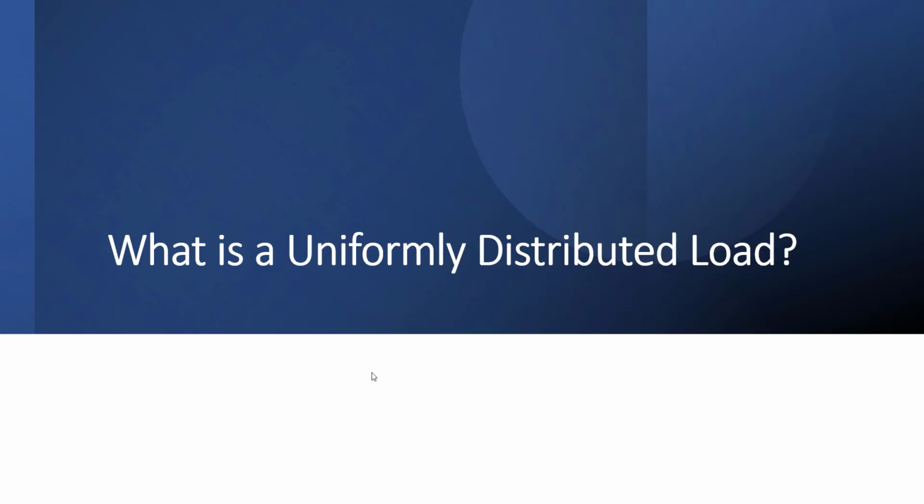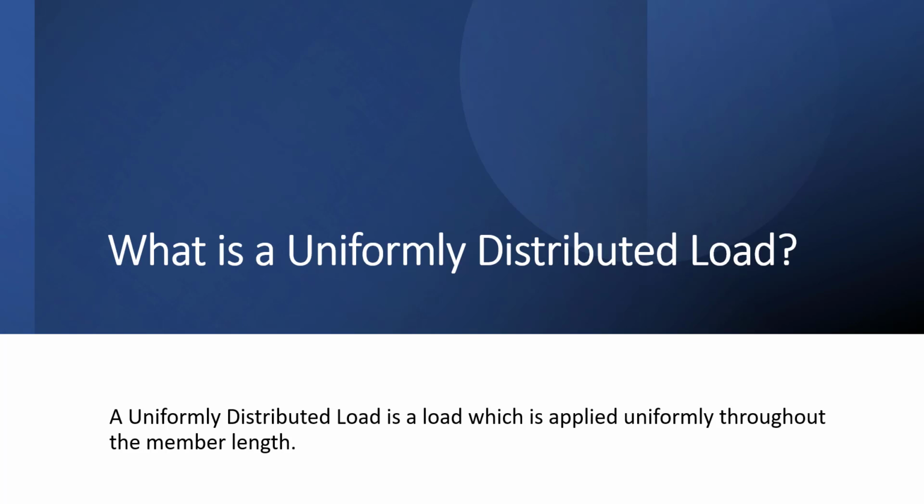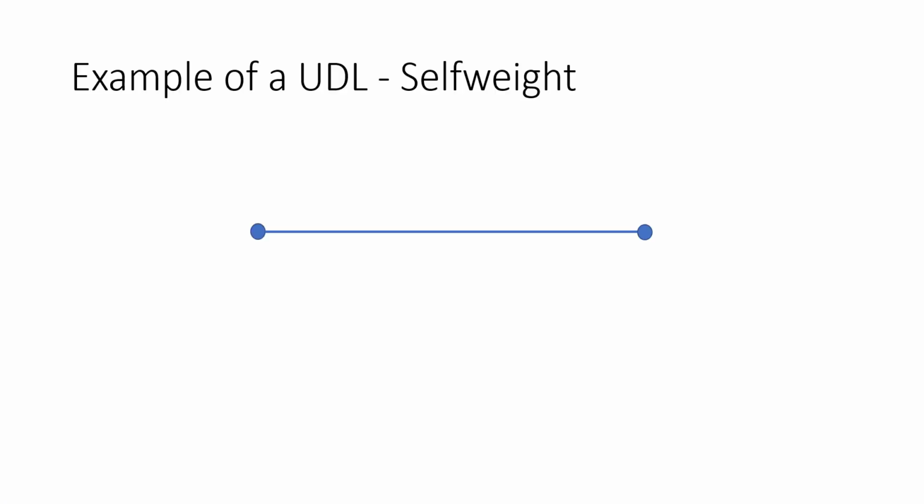Now, as I've said before, we will discuss about the uniformly distributed load today. Now, what is this uniformly distributed load? A uniformly distributed load is a load which is applied uniformly throughout the member length. Now let us see an example of this, and we can consider the self-weight of a member or a beam as an example of a uniformly distributed load.